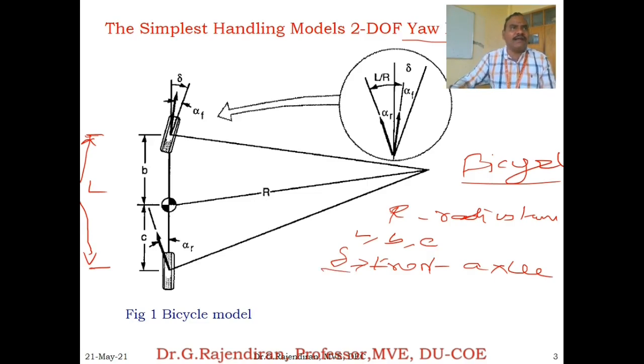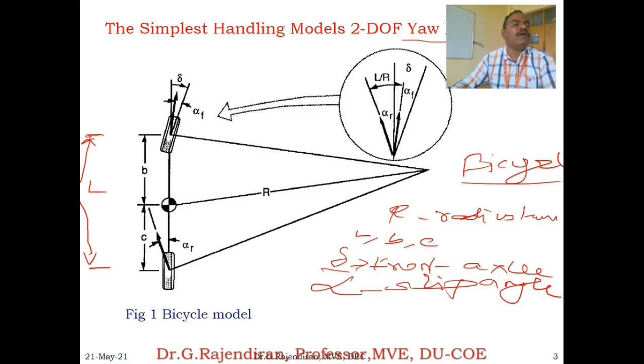Correct? Steer angle delta. Now, if the vehicle is taking a turn, there is a possibility of slip angle. So what is that slip angle? The angle between the tire plane and the vehicle forward velocity, not the longitudinal axis, the vehicle forward velocity. That is called the slip angle alpha.